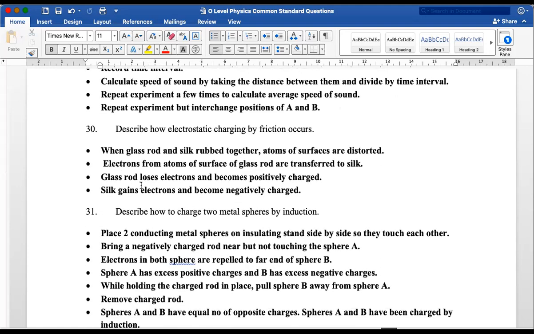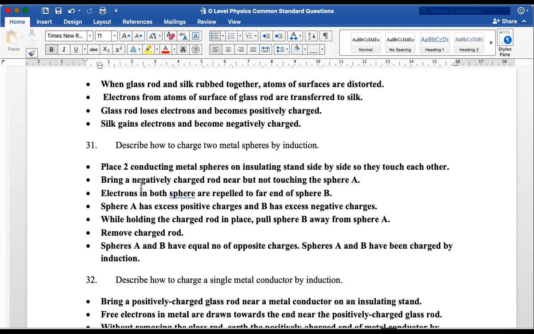Describe how electrostatic charging by friction occurs. When glass rod and silk rub together, atoms of surfaces are distorted. Electrons from atoms of surface of glass rod are transferred to the silk. The glass rod loses electrons and becomes positively charged. The silk gains electrons and becomes negatively charged.